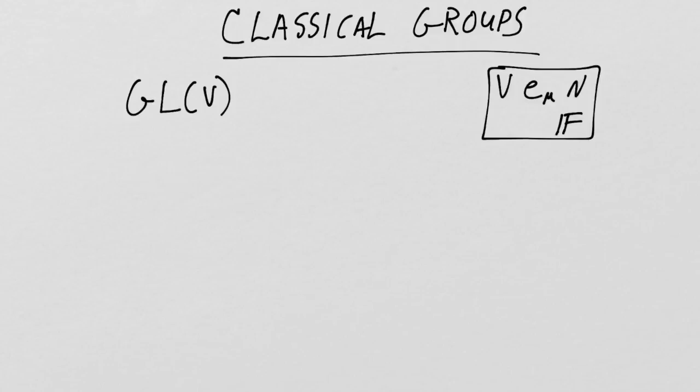And the general linear group is going to be, you're a member of that group, A, if you're a map from the vector space to the vector space, and it's an invertible map, right? So A and A inverse are both in the general linear group.